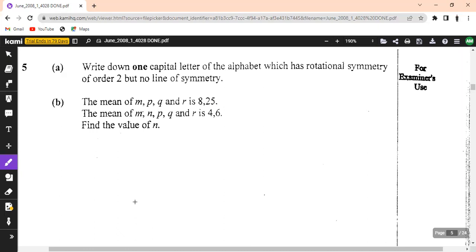Okay, let's see, capital letter Z. What does it look like? Like this. Yes, you can rotate this and it becomes Z, but does it have a line of symmetry? No, it doesn't. If you fold this, it can't be covered. So we've got letter Z there.